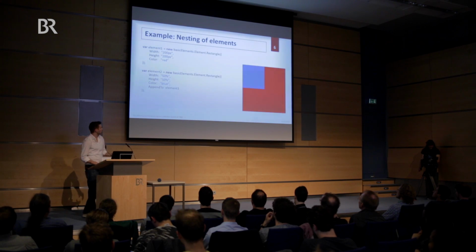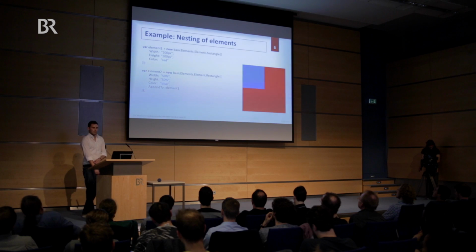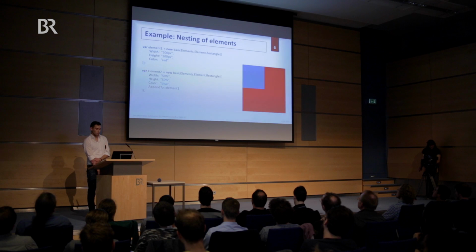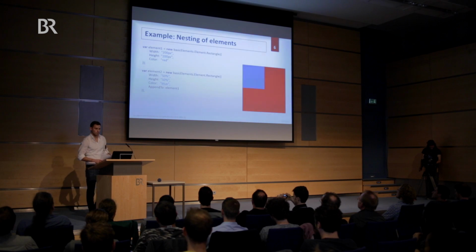The first example is the nesting of elements. That's like you know it from other frameworks. It's just here the small cube, the blue cube is element 2, and the other cube is the red cube, element 1. And you can nest them with the append to command. That's like you know it.